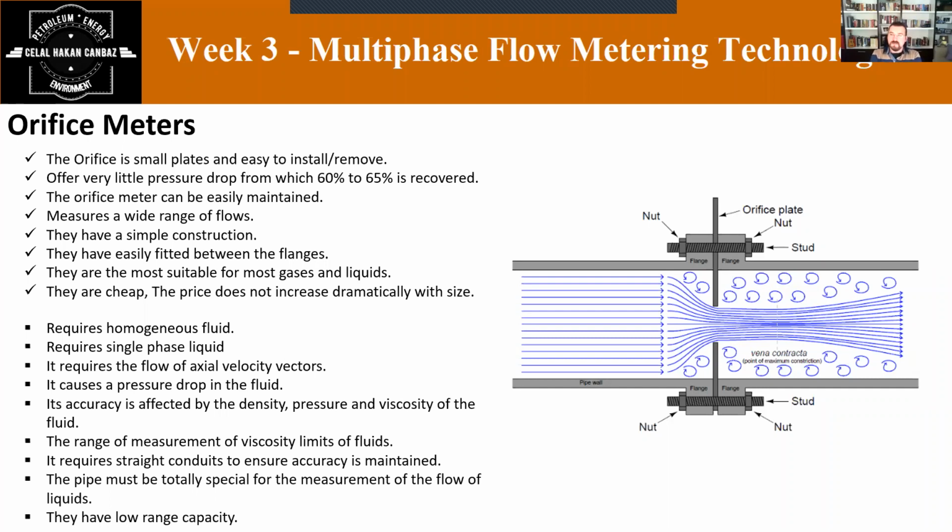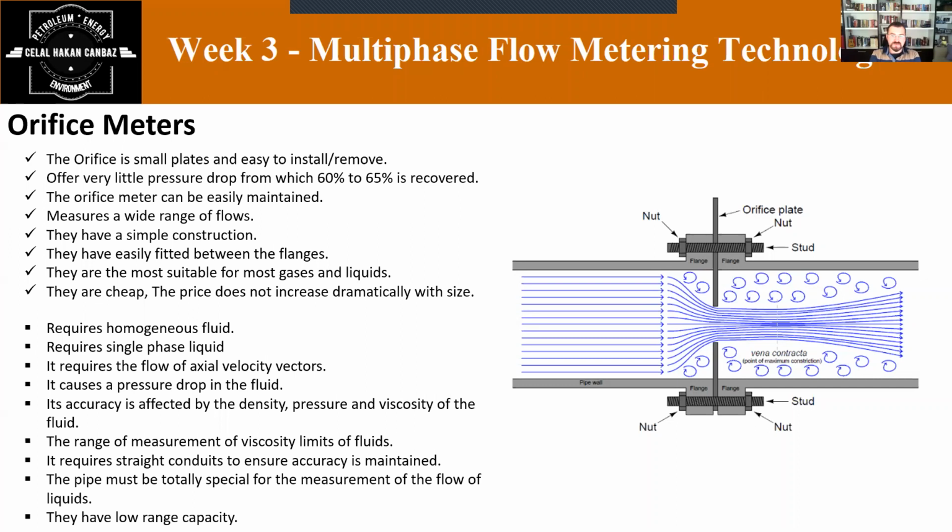So, what are the challenges and problems we are dealing with for orifice meters? It requires a homogeneous fluid. It's one of the issues. Because of that, we are using it for gas, because when you go to, for example, measuring retrograde fluid or volatile fluid, your error percentage increases directly. So it requires single phase fluid. It requires the flow of axial velocity vectors, which is more technical. It causes a pressure drop in the liquid. Of course, there must be a pressure drop. You are trying to satisfy that pressure drop because the design shows it as well.